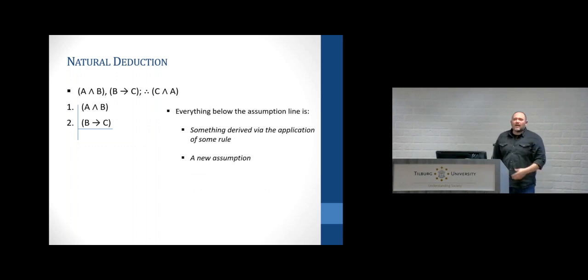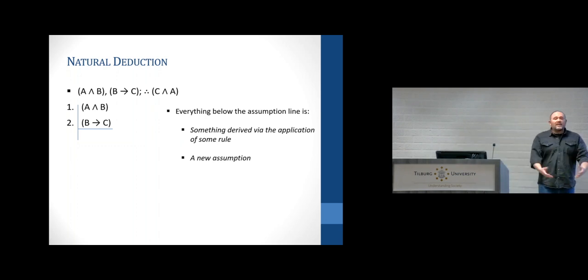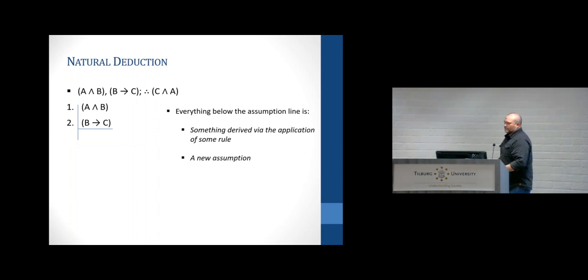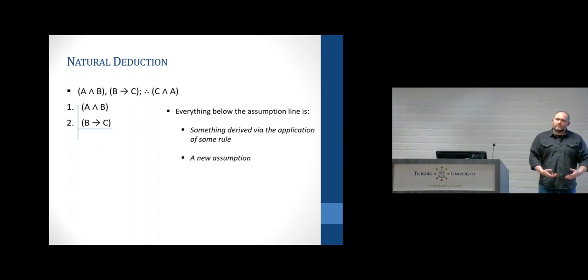As I said, everything below the assumption line is going to be either something derived via an application of some rule or a new assumption. Let's talk about the first ones first. We'll come back to new assumptions in a second. So, something derived via the application of a rule. Based on the assumptions we're working with, what's something we can immediately get at line 3?